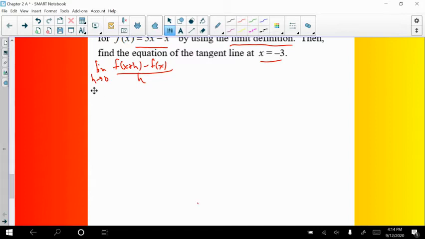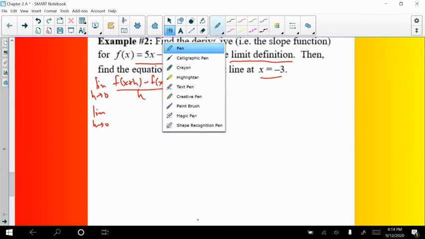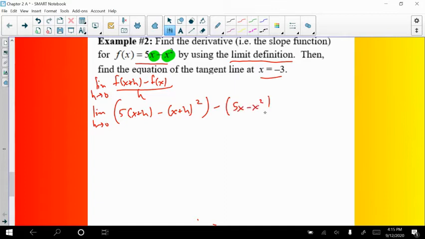Okay, so the limit as h approaches 0 of, okay, so f of x plus h. So there are two inputs here, right? So there's the x and there's the x. So there are two different spots where I need to now put x plus h. So it's 5 times (x plus h) minus (x plus h) squared. So that's all of your f of x plus h, right? Minus f of x, 5x minus x squared, all over h.